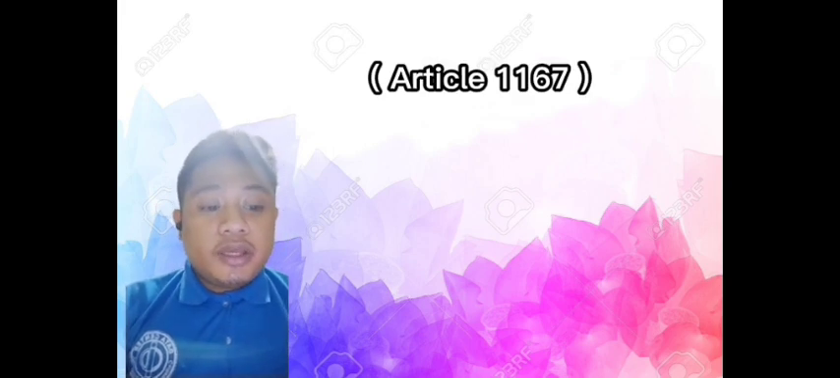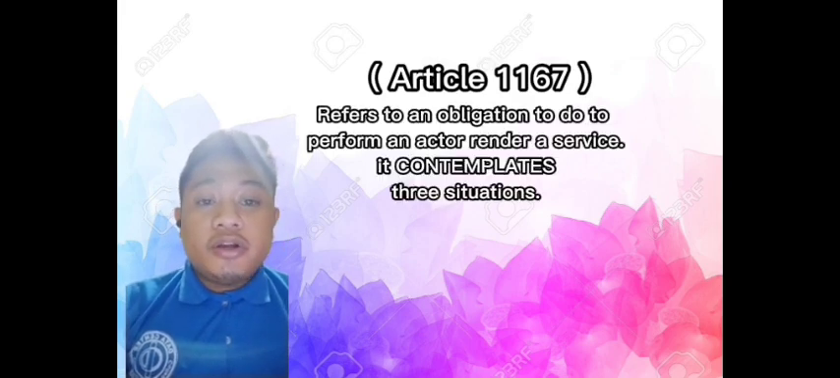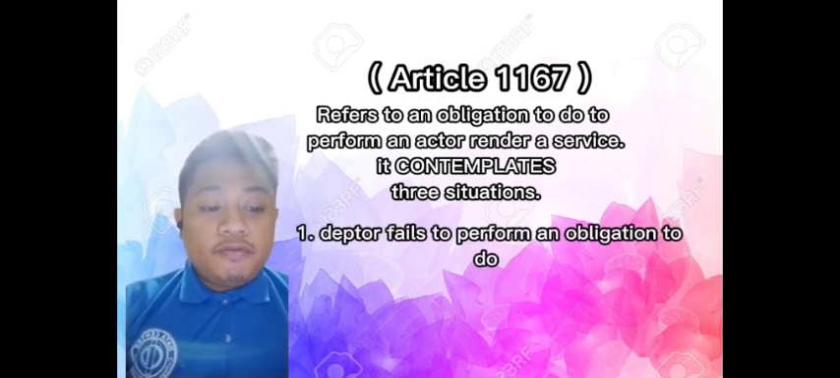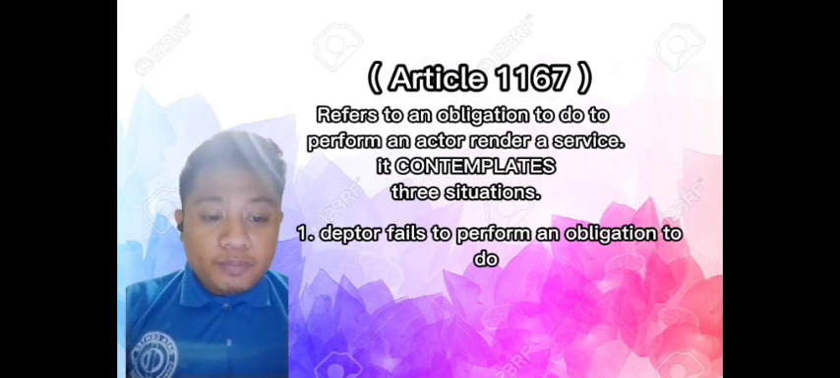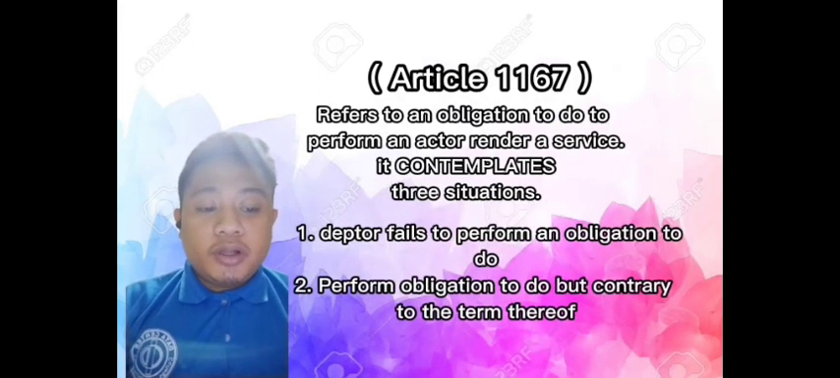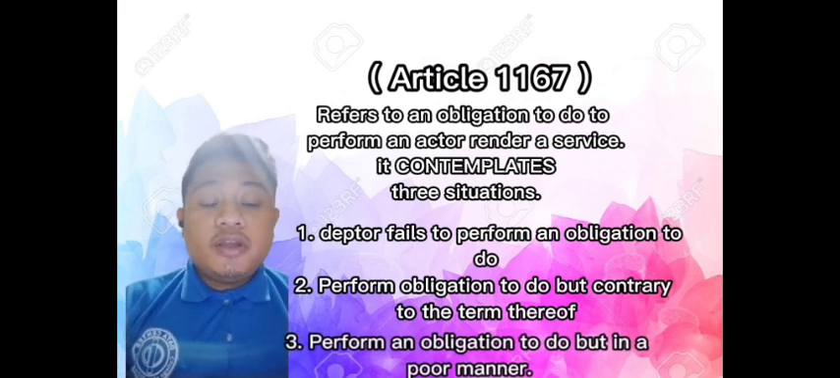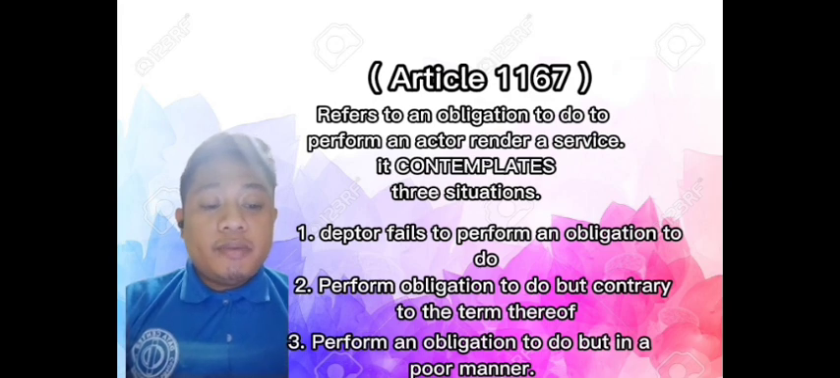Some research: Article 1167 refers to an obligation to do, to perform an act or render a service. It contemplates three situations, whereby the debtor fails to perform an obligation to do, performs it contrary to the term agreed, or performs it in a poor manner. If the debtor fails to comply with his obligation to do, the creditor has the right to have the obligation performed by himself or by another, unless personal considerations are involved.